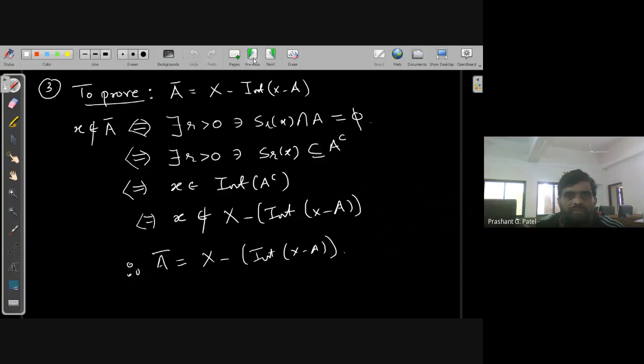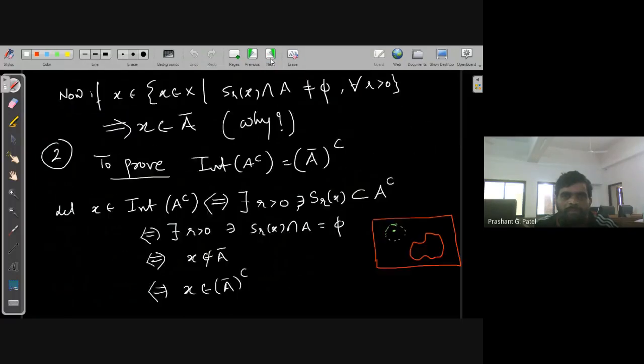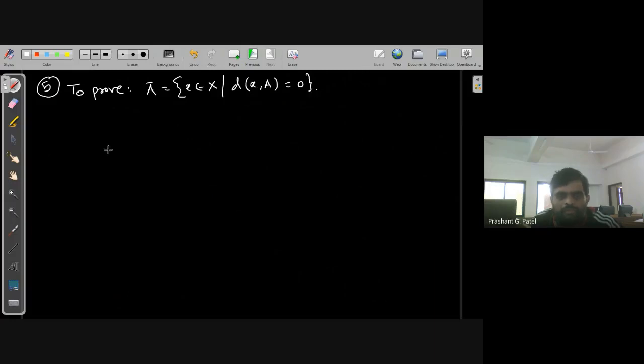Fine. What was the next thing we have to do? The next thing is that closure is the set of all points where the distance between the point and the set is 0. If you collect all those points, then that will become the closure. Now to prove this statement, let us do the fifth statement. What to prove is this: x belongs to A closure if and only if the distance between x and A is 0. This is our objective.